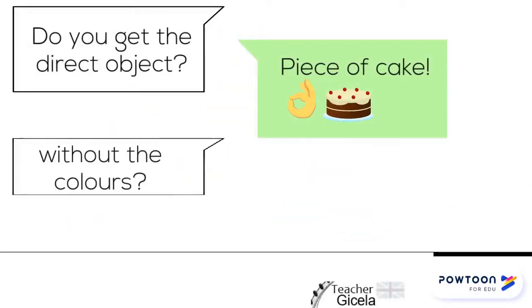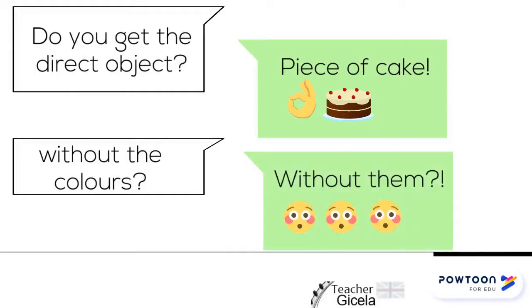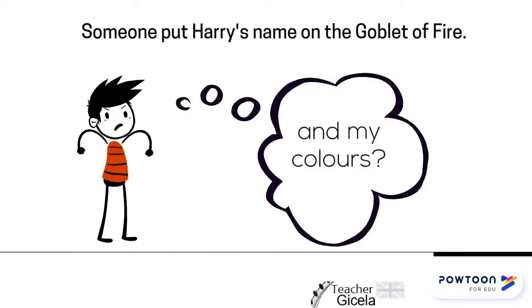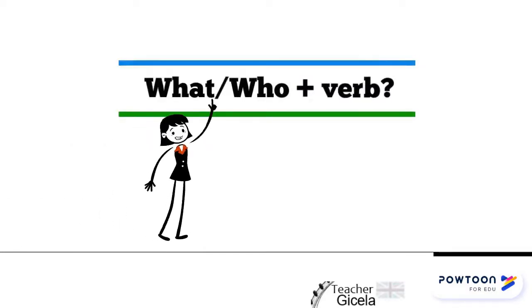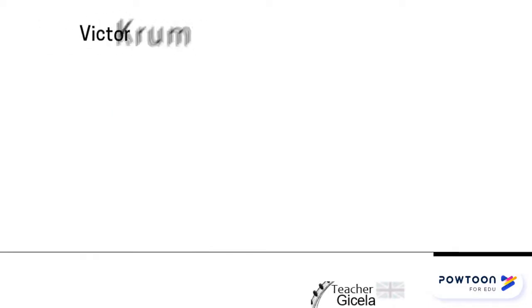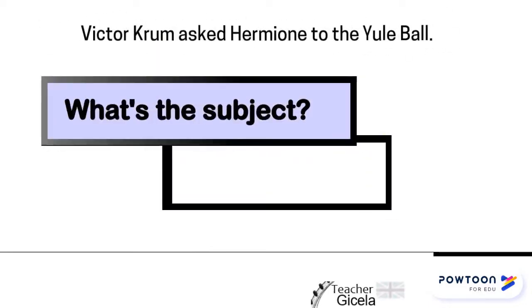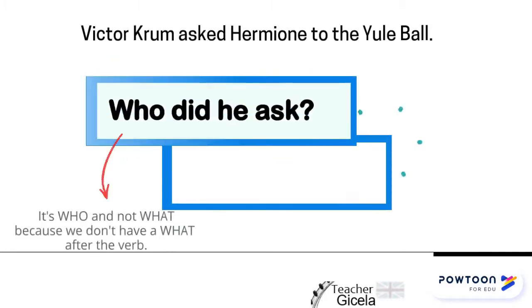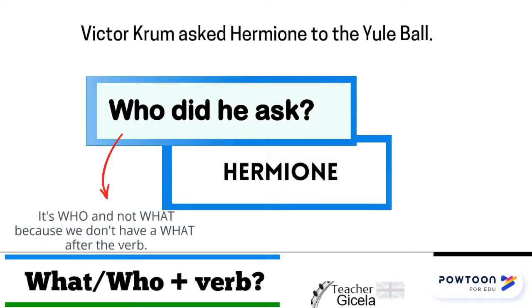But wait a minute. This seems super simple when someone's coloring all the important stuff for you. What must you do when this doesn't happen? You complete the question. See how I am asking what or who. Let's say the complete question with a previous example. Victor Crumb asked Hermione to the Yule Ball. What's the subject? Victor Crumb. What did he do? He asked. What or who did he ask? Hermione. So you basically ask what or who plus the verb.